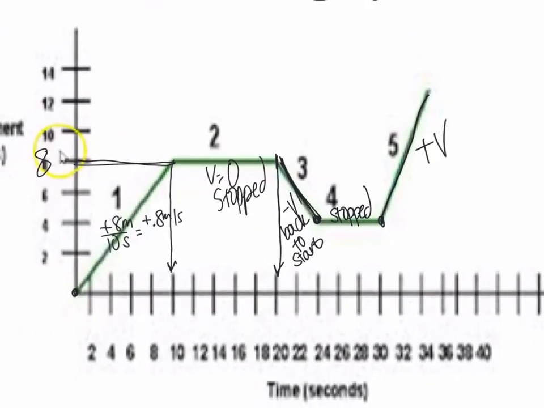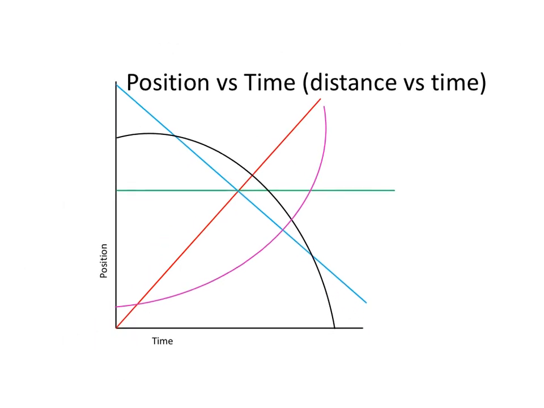So I could solve for that velocity as well just by doing slope, just by rise over run. You could do it during this interval. How much did I rise? How much did I run? And I'd get my velocity. Okay. All right, so position time again.